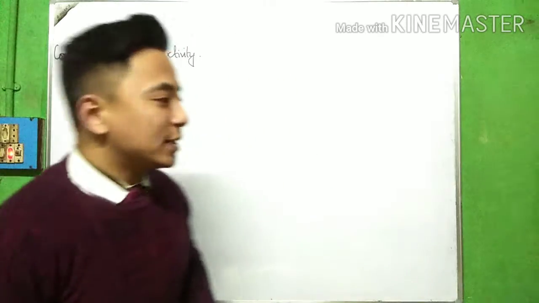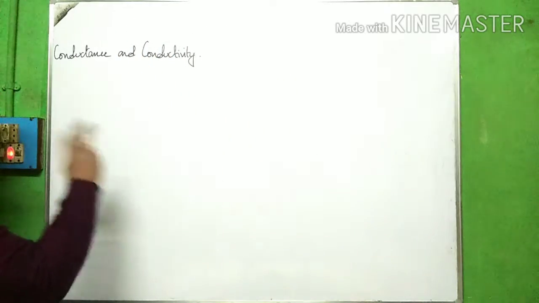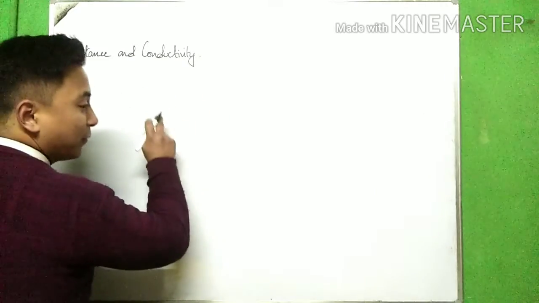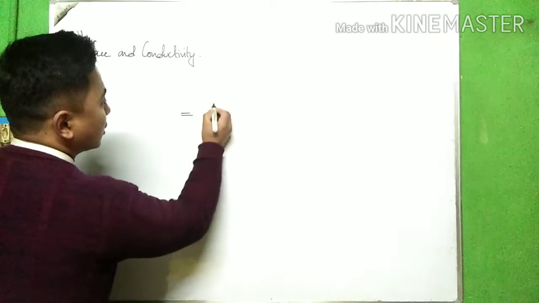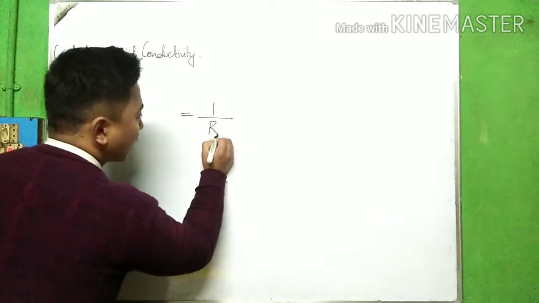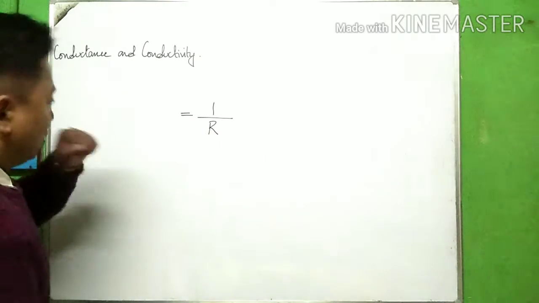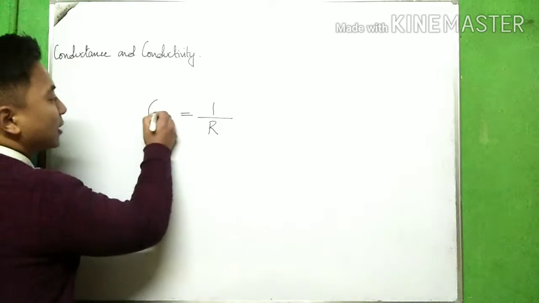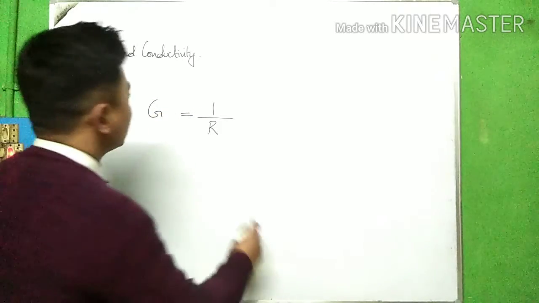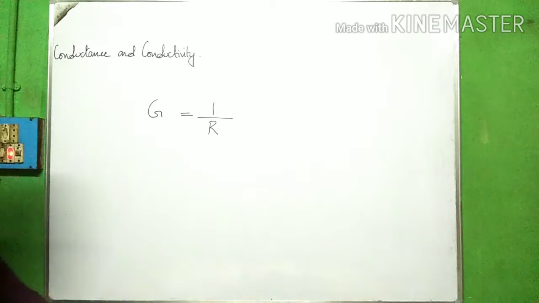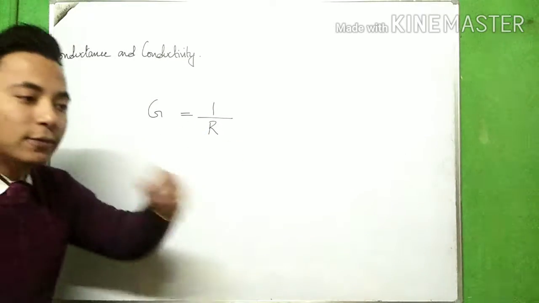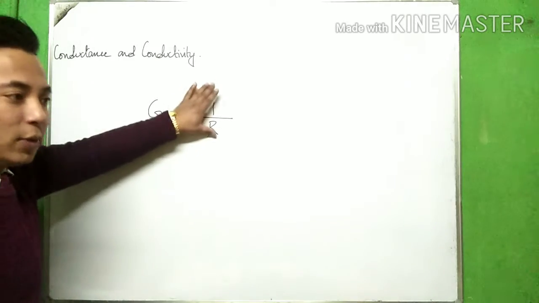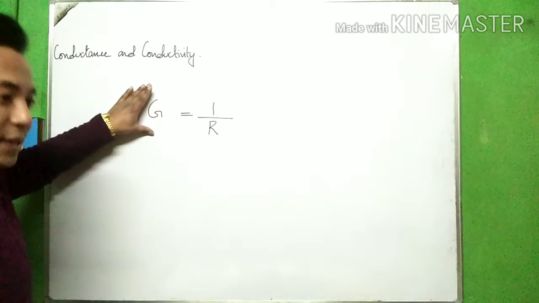Okay, so if R is the resistance of any conductor, then by the definition of conductance, it is 1 upon R. It is represented by the capital letter G. So what is conductance? It is defined as the reciprocal of resistance. G is equal to 1 upon R, symbolized by the letter capital G.